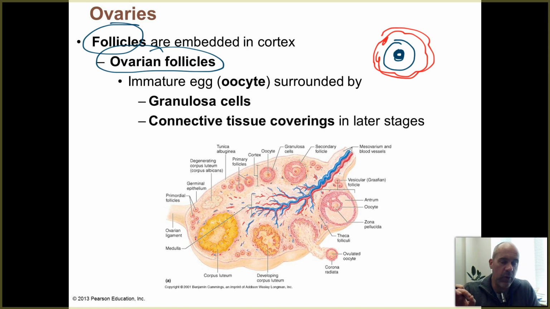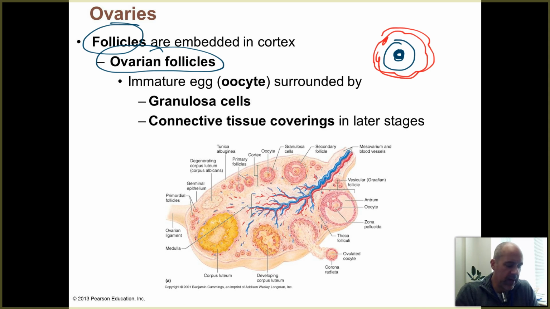They start off as just one layer of cells surrounding an oocyte, but then they develop into a much more complex structure that includes many layers of cells and even a fluid-filled space on the inside. But those are called follicles. And some of the terminology is going to get confusing as well, because we're going to talk about primary and secondary oocytes, and then we're going to be talking about primary and secondary follicles, and those don't correspond to each other. So you have to keep in mind what you're talking about.